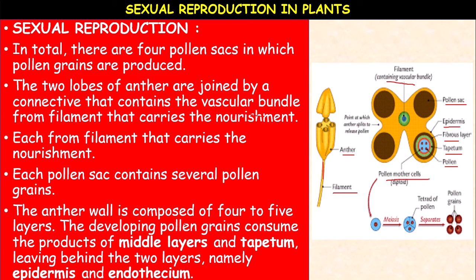So, the anther wall is composed of 4 or 5 layers. The developing pollen grain consumes the products of the middle layer and tapetum. Middle layer means 1 to 6 layers are present in the middle layer. They degenerate during the maturity of anther. What is tapetum? This is the tapetum. The tapetal cells are nutritive.